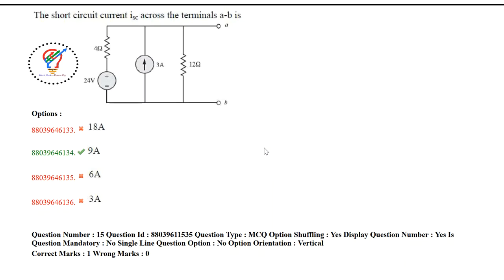I didn't discuss Norton's theorem in that question, but it is a simple thing. The short circuit current ISC across the terminals A and B will be? So what is the value of ISC here? The simple thing is, a voltage source in series with a resistance can be represented as a current source in parallel with the resistance. So I can remodel it here.